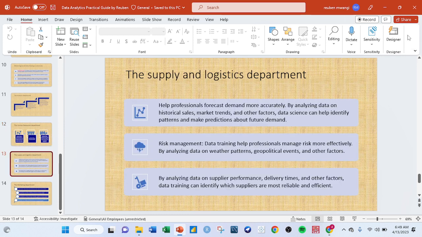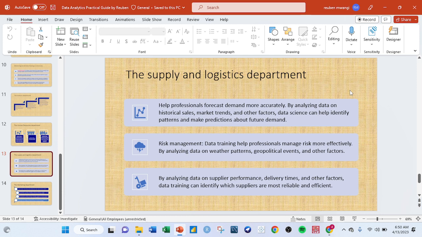In this case, we also have another department, we are calling it the supply and logistic department. So this helps professionals forecast more accurately the demand of the company, because these are people who are really suited to know what the company might be needing in the next maybe 2 years, in the next month, what the company needs to have in supply. So by analyzing data on historical sales, market trends, and other factors, data science can identify patterns and make predictions about the future demand.